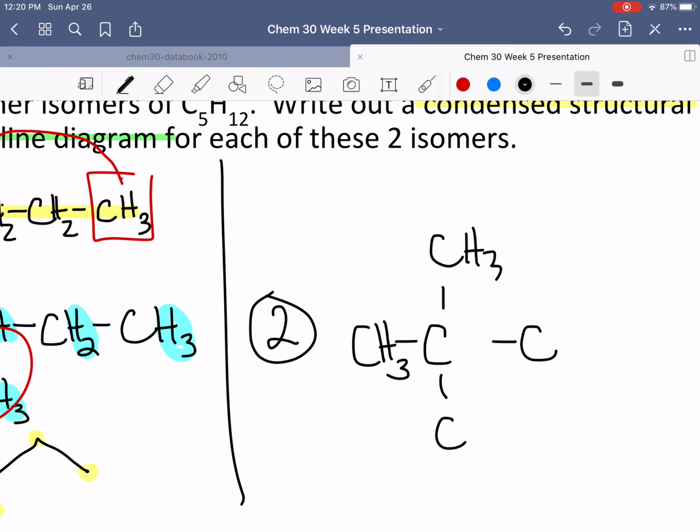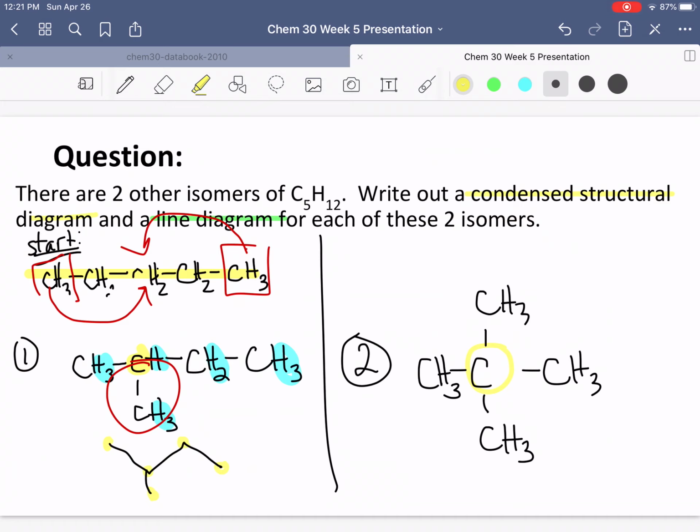CH3, CH3, CH3, and CH3 to all of these end ones. Check out the middle. I'm not going to add any hydrogens there. It's already full. It's been bonded 4 times. Count those hydrogens, 3, 6, 9, 12. Oh yeah, this is C5H12 without a doubt.